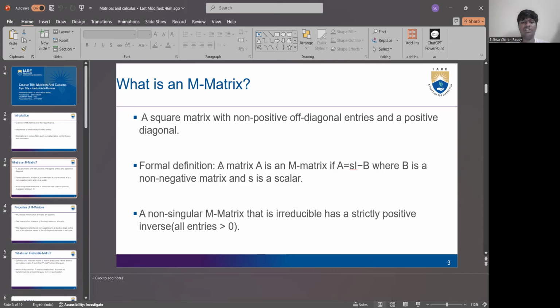Coming to the formal definition, the matrix A is an M matrix if A is equal to sI minus B, where B is a non-negative matrix and s is a scalar. A non-singular M matrix that is irreducible has a strictly positive inverse. All entries are greater than 0. In the formal definition, sI minus B, where I is an identity, the diagonals are positive, and the other elements are all non-positive, either negative or zeros. So this explains the matrix definition. A non-singular M matrix that is irreducible has a strictly positive inverse. All entries are greater than 0.